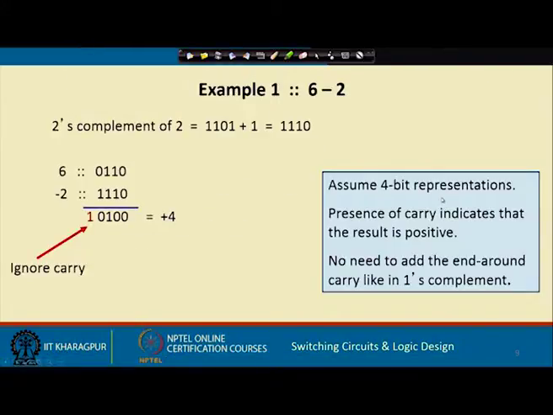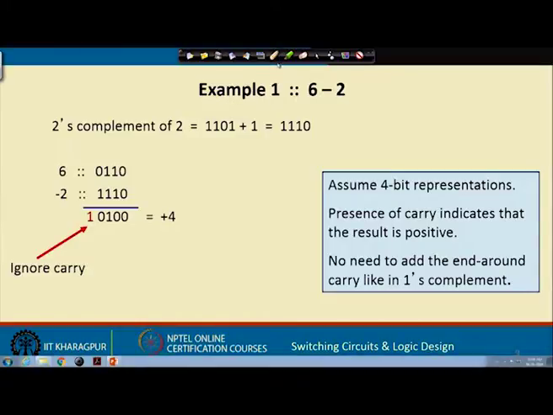Let us take an example, that same example, 6 minus 2. So, we have 6 minus 2. Again, plus 2 is 0010. So, the 1's complement of 2 is 1101. The 2's complement will be: you add 1, which gives 1110. So, this is the 2's complement.